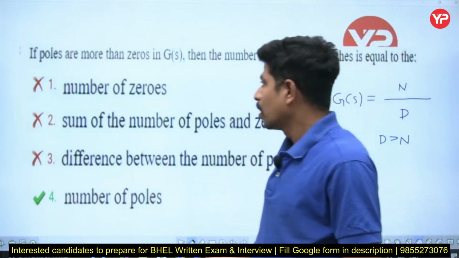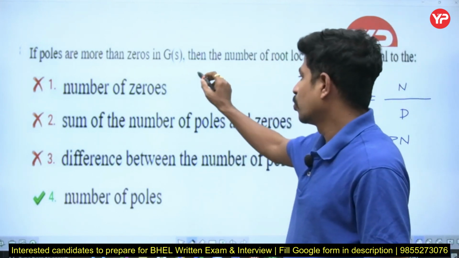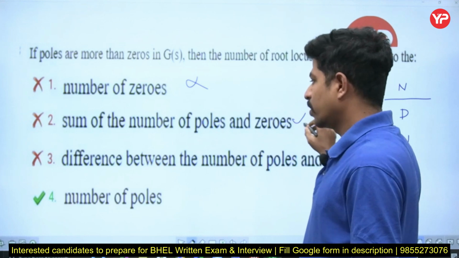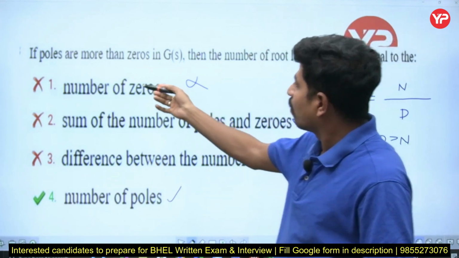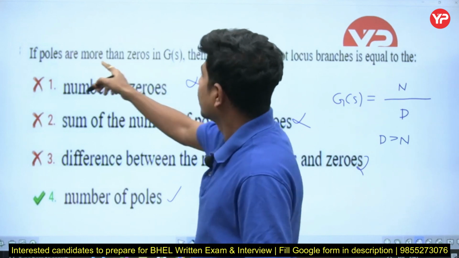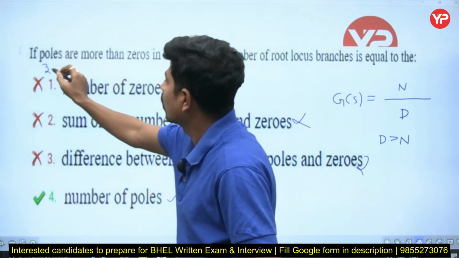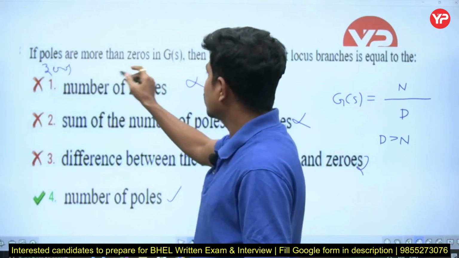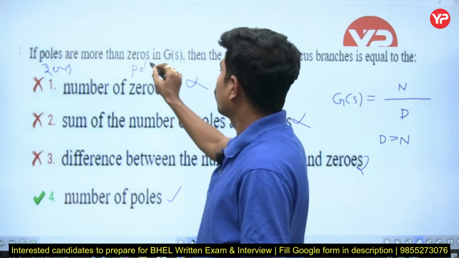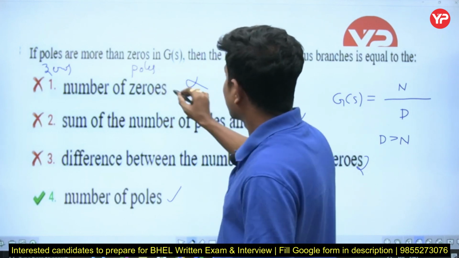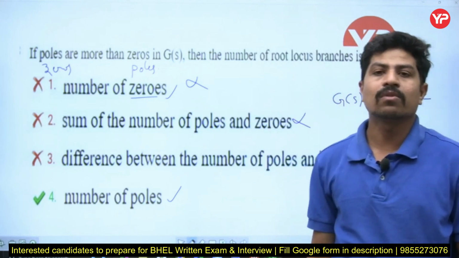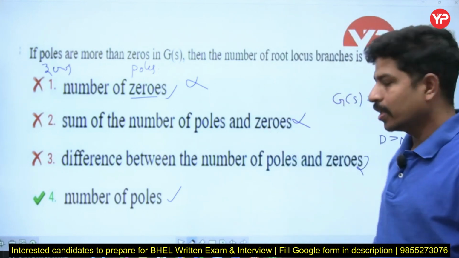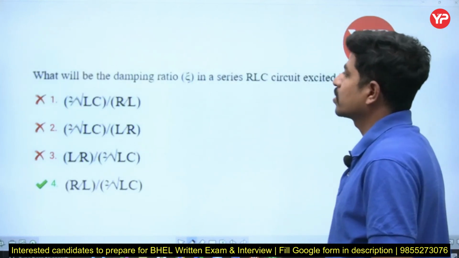Read the options. Number of zeros, no. Sum of the number of poles and zeros, no. Difference, no. It is equal to the number of poles. So if zeros are more than poles, then your answer will be the number of zeros. The number of branches of root locus is equal to the number of zeros, right? Let's go to the next question.